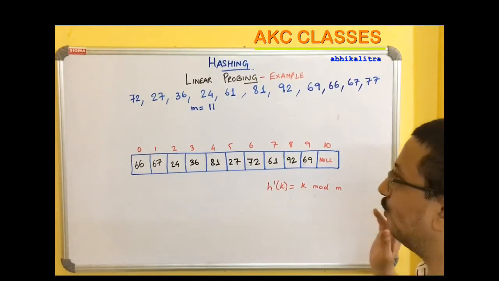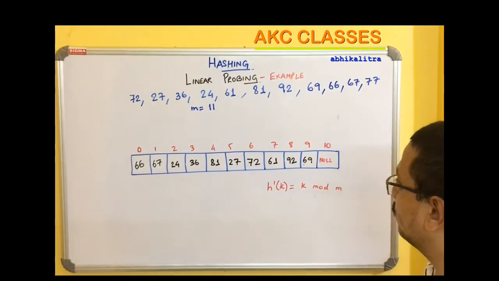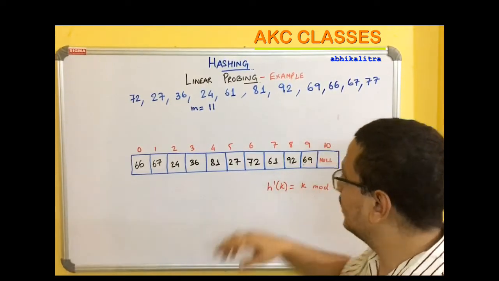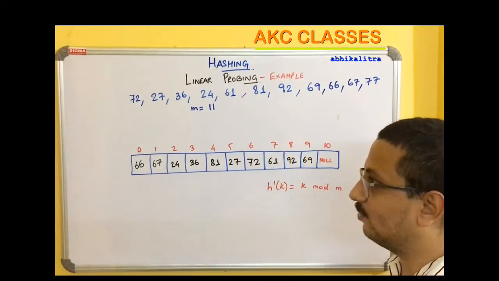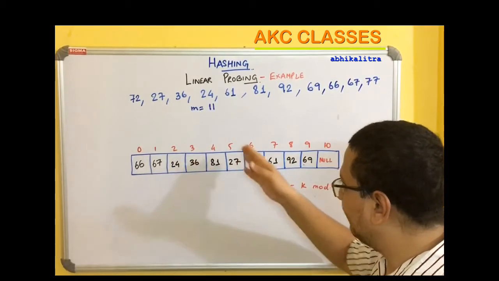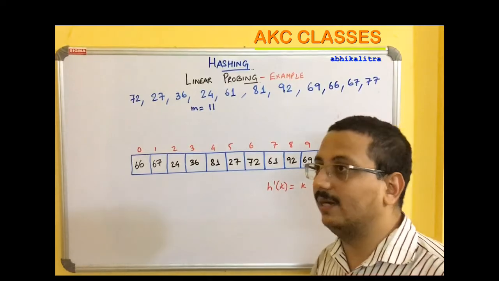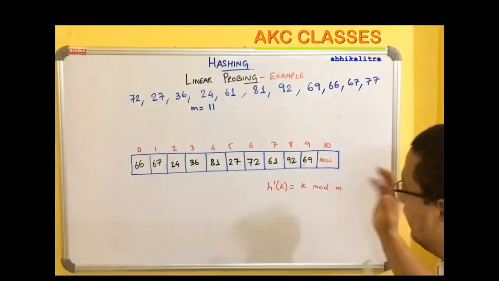So this is the worst case that can happen, right? If you are following this process in order to insert 77 in the last location by examining each and every location, that means you are actually comparing all the n different locations. This is the worst case.